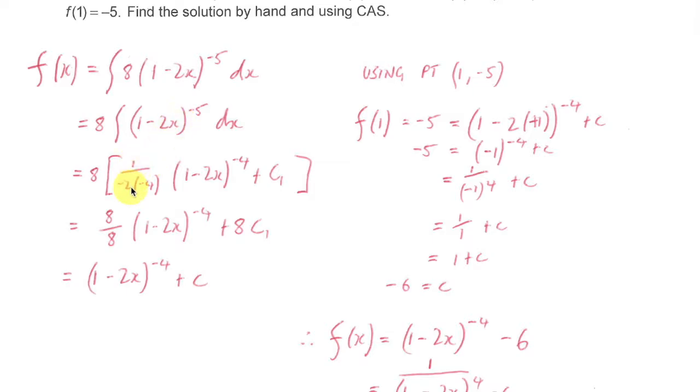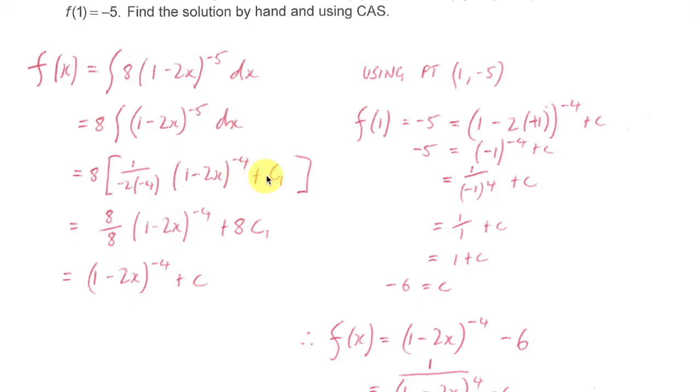So it's going to be 1 over the coefficient of x, and the value in front of x is negative 2, so it's negative 2, being multiplied by the new power. The original power was negative 5, increase that by 1, it becomes negative 4. All of that is multiplied by the linear factor, the 1 minus 2x, raised to the new power, so 1 more than negative 5.